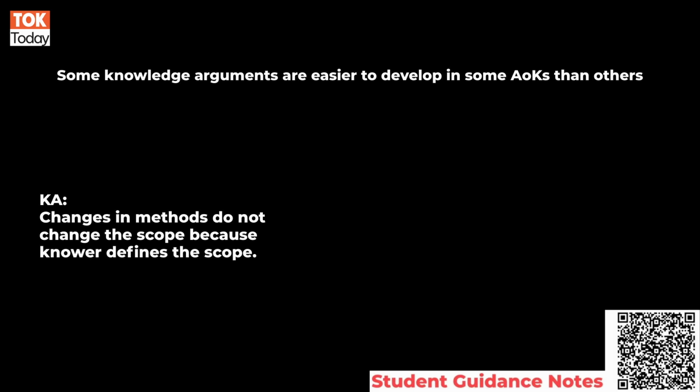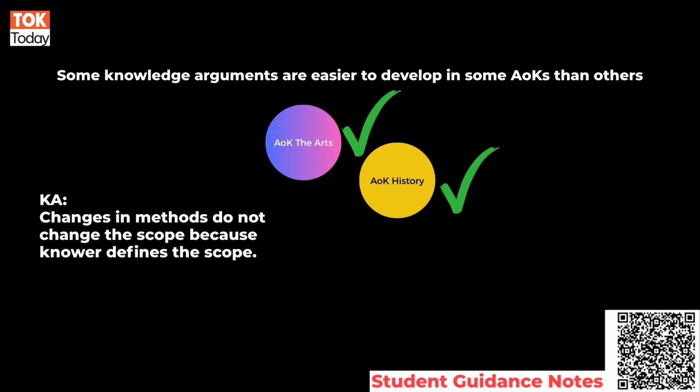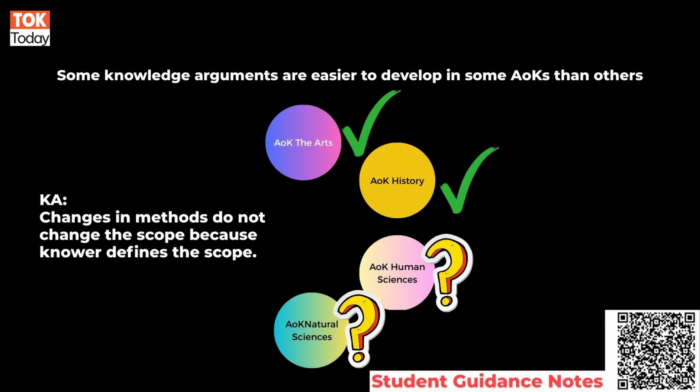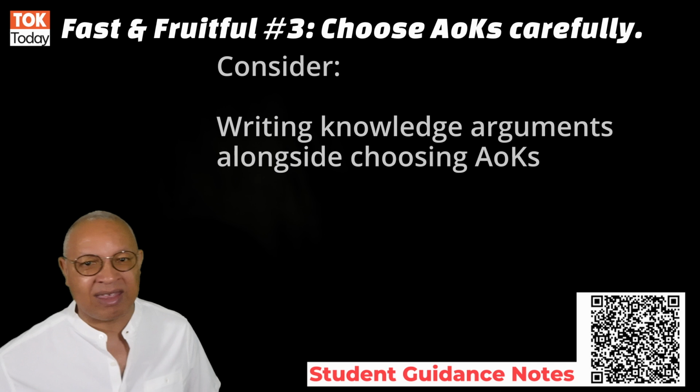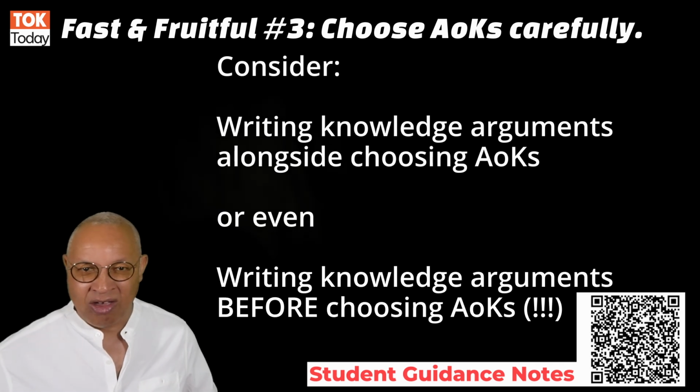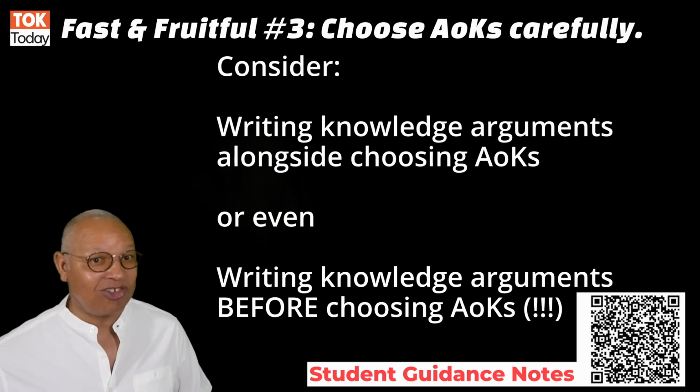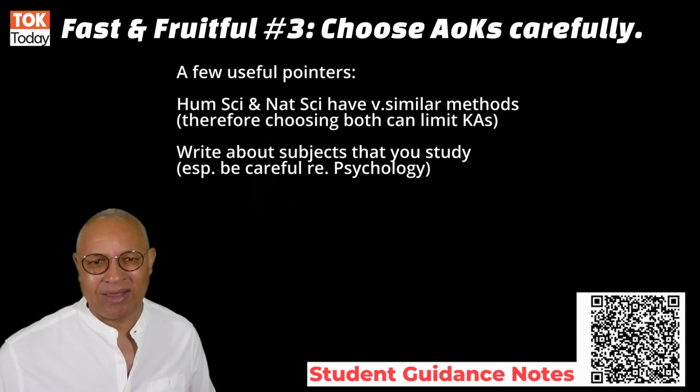For example, if you're arguing that changes in method do not change the scope because the knower defines the scope, it will probably be easier to make that argument in AOK the arts or AOK history than it is in AOK the human or natural sciences, which is not to say that you can't make it in AOK human or natural sciences. It's just a harder argument to make. So maybe you should write your knowledge arguments in tandem with your AOKs, or maybe even before you choose your AOKs. Ooh, radical.